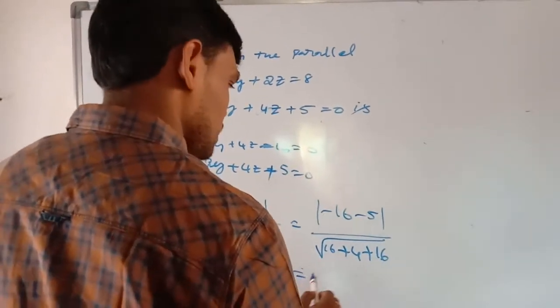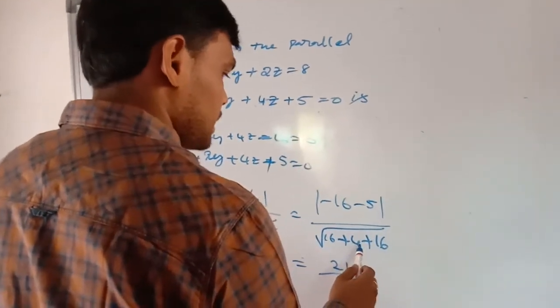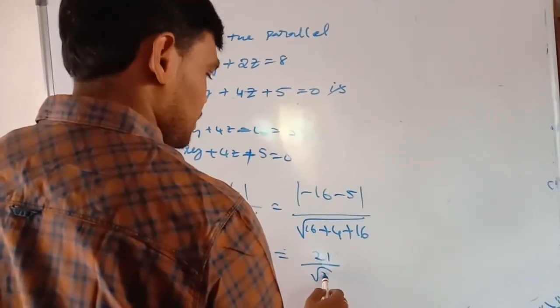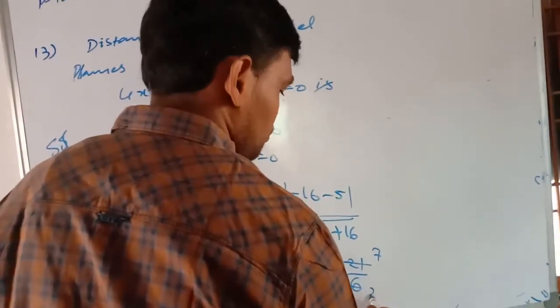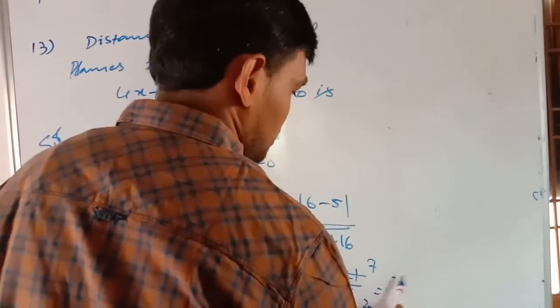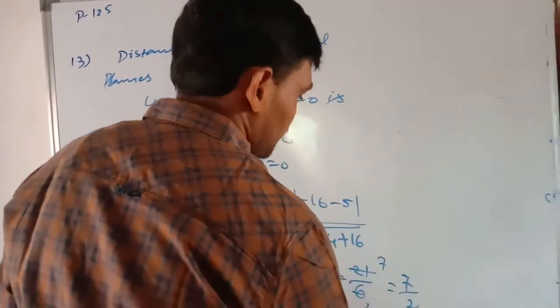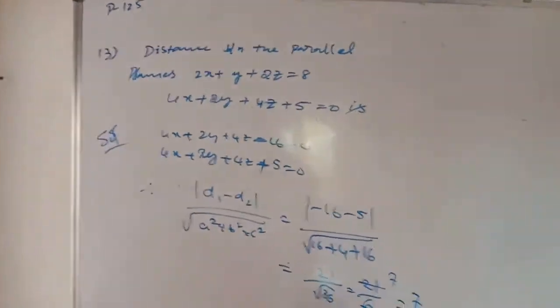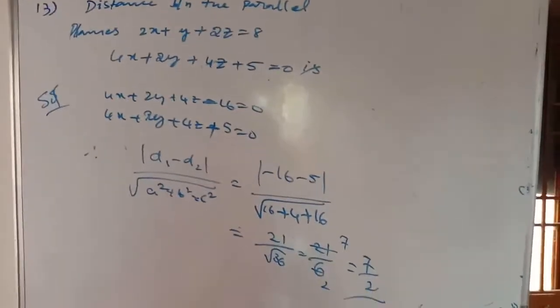Now here 21 by root of 36, which is 21 by 6. The third table is cancelled 7 times, and this is 3 times, and 2 times. So this is equal to 7 by 2. Now the distance between the parallel planes is 7 by 2. Okay, write down.